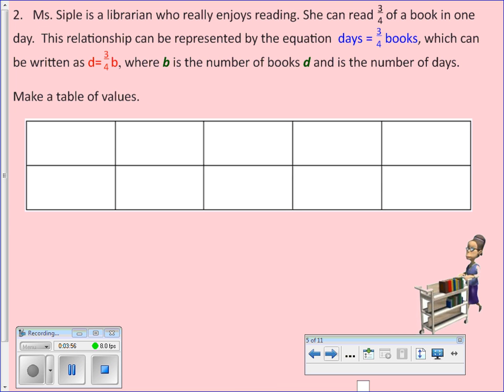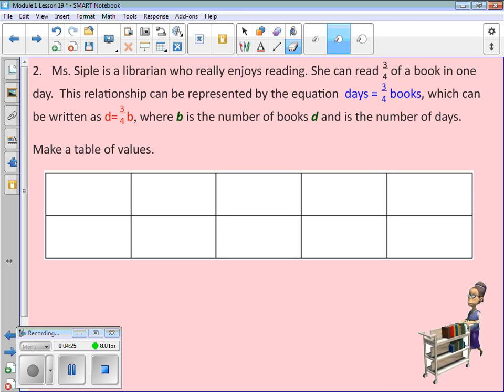Let's try it again now. Miss Sipple, sounds like a librarian's name, right? Miss Sipple is a librarian who really enjoys reading. She can read 3/4 of a book in 1 day. This relationship can be represented by the equation days equals 3/4 books, which can be written as D equals 3/4 B, where B is the number of books and D is the number of days.